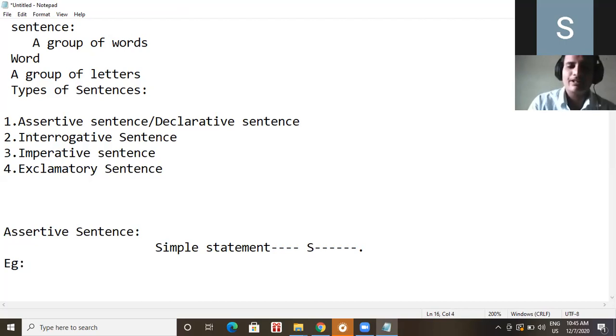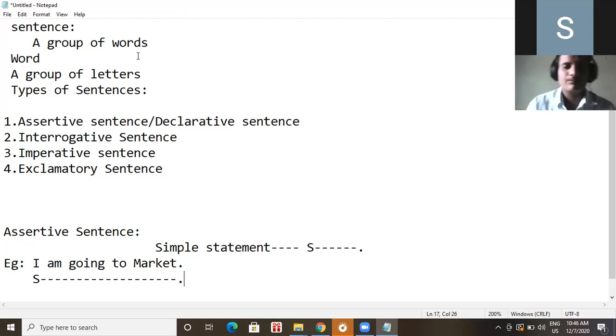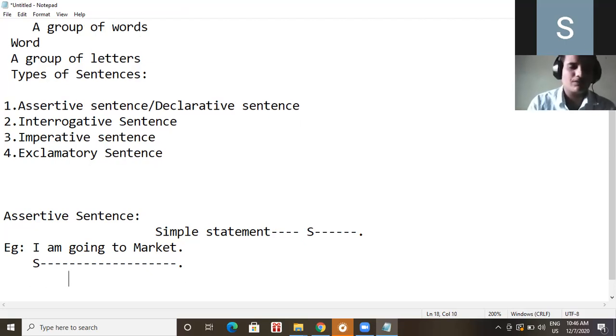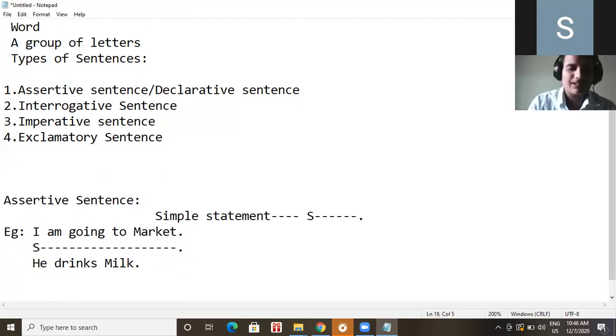For example, we have to take: I am going to market. Here, I is the subject and it ends with a full stop. Another example: He drinks milk. Full stop. Here the subject is he, and it ends with a verb. Okay, this is about the assertive sentence.